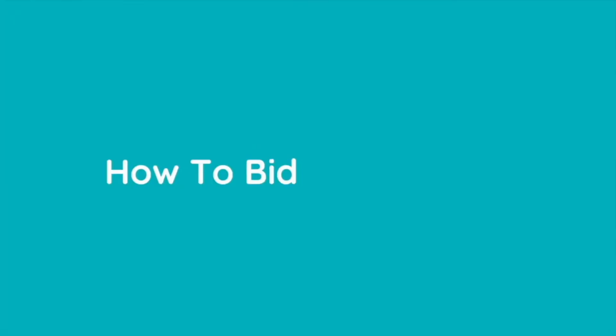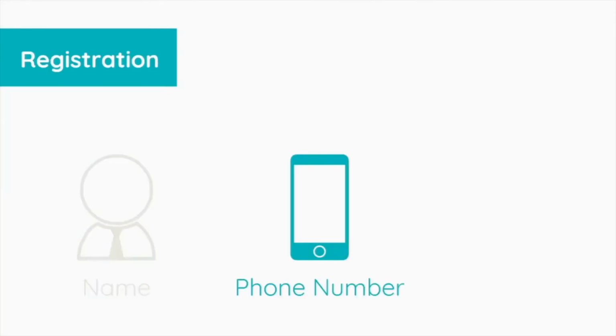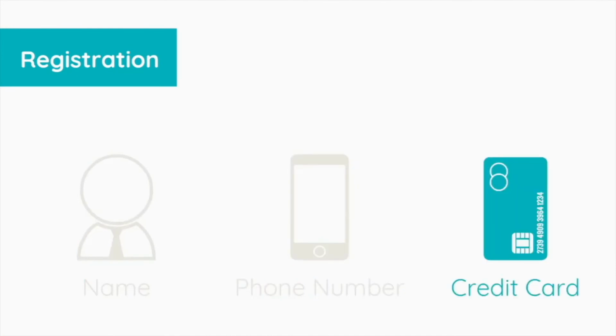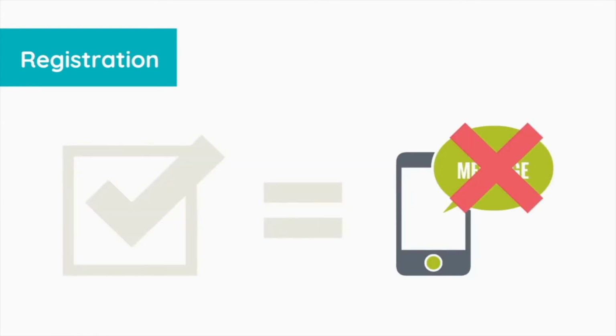How to bid with GiveSmart. In order to get started, you will need to register with GiveSmart. You'll be asked to provide your name, cell phone, and you may have the option to pre-swipe a credit card in order to expedite checkout. Once you have registered, you will receive a welcome text message which includes your personal bidding link. Be sure not to share this link with anyone else as it is directly tied to your account.